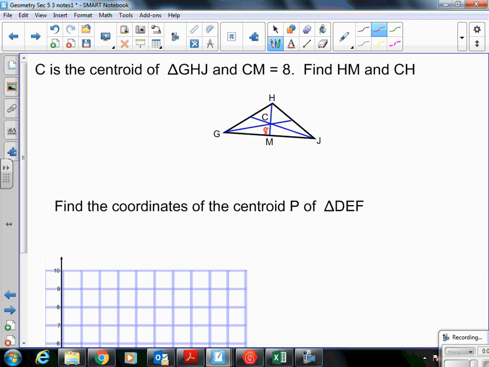And we also know that the length of CM is going to be equal to 1/3 of the length of HM, right? So from the vertex to the centroid is 2/3 of the distance. Centroid to the side is 1/3, so CM is from the centroid to the side. So that's 1/3 of the total length. And they told us what CM is, right? 8 is equal to 1/3 of HM.